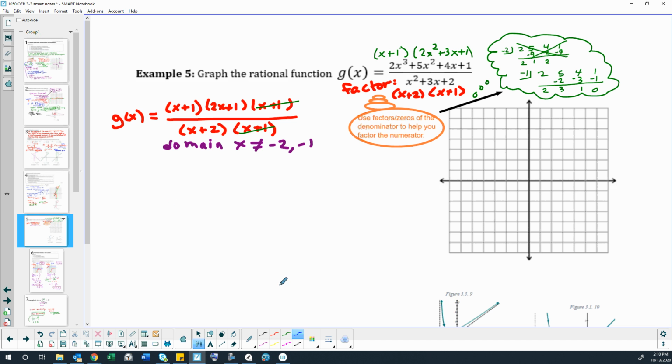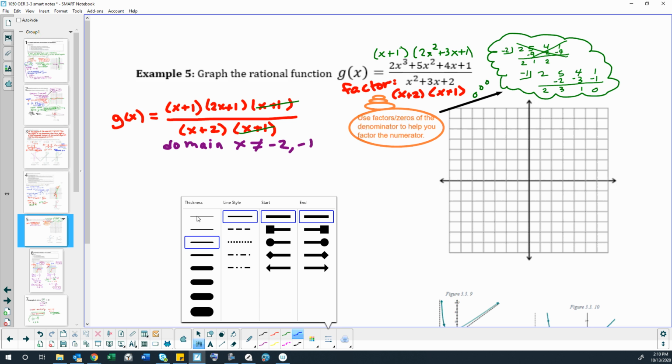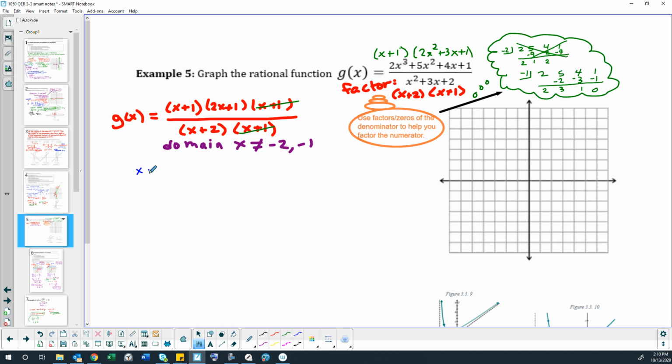Let's go ahead and find our x and y intercepts. So we're going to have x-intercept by taking our numerator and setting it equal to 0: x plus 1 equals 0, 2x plus 1 equals 0. So x will equal -1, and x will equal -1/2 when we move over this one and divide by 2. Then we have our y-intercept.